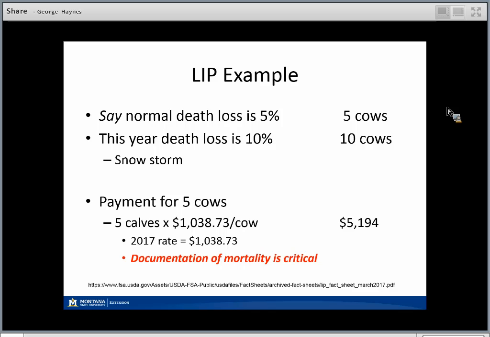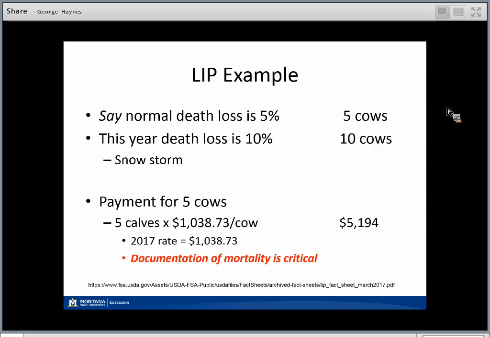There's a rate chart. If you look at the very bottom of this slide, you can see how much you're going to get for each one of these cows. So we have 5 cows rather than 5 calves here, 5 cows that have died that we're going to get some indemnity for, and we're going to get a little over $1,000 for each one of them. Back to the 2000 rate, it was $1,038.73 for each cow above your normal mortality rate. So this particular ranch is getting a little over $5,000 on the livestock indemnity payment based on the mortality that's occurred.